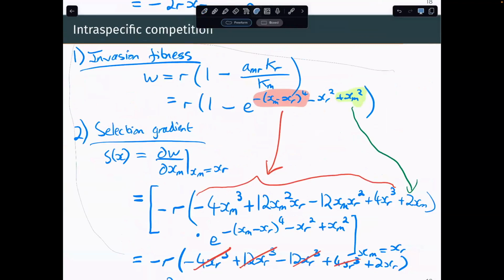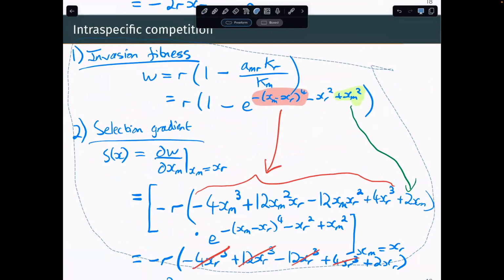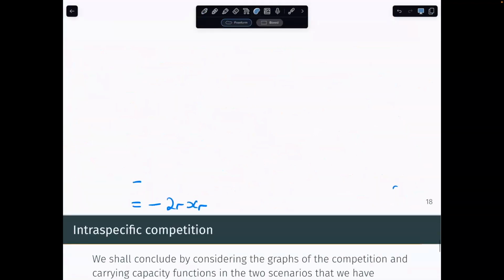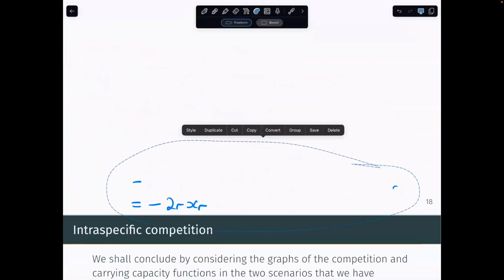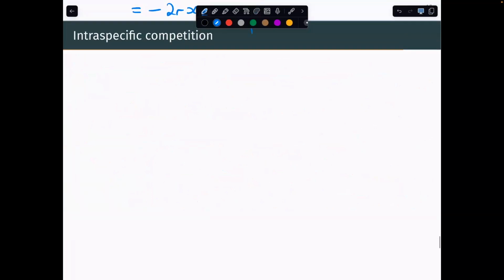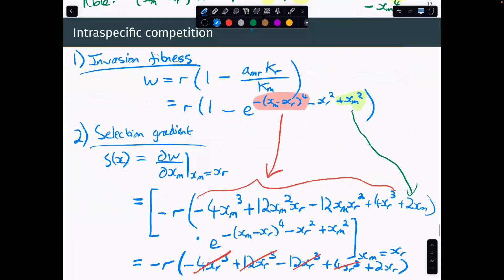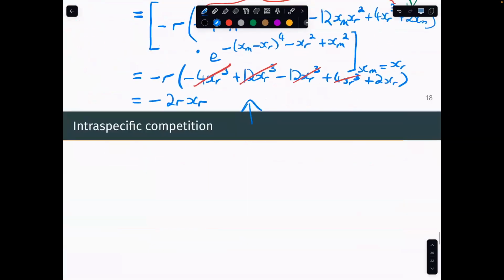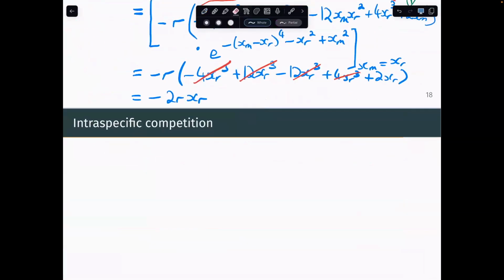Okay, so we found our invasion fitness, we found our selection gradient. The next stage, can anyone remember what the next stage is? Invasion fitness, selection gradient. Can anyone remember what we do next? Yep. We're going to look for our singular strategy. Perfect. So the third stage to this recipe is find singular strategies.